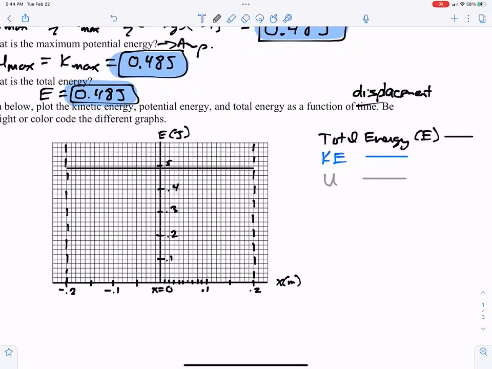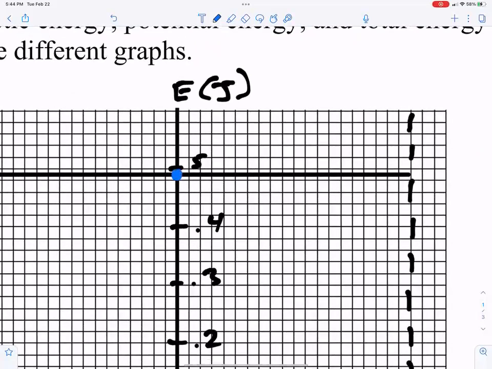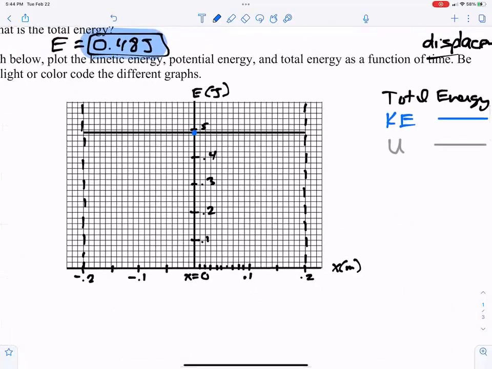Okay, so we know that kinetic energy is going to be a maximum here at equilibrium, but it's going to be 0 here and here. So my blue curve is going to look like this. I'm going to make a blue dot right there at maximum energy at the equilibrium position. Now I'm going to make a blue dot here and here to represent 0 velocity and 0 kinetic energy. So that it's going to curve up like this and down, curve up like this and down to 0 right here.